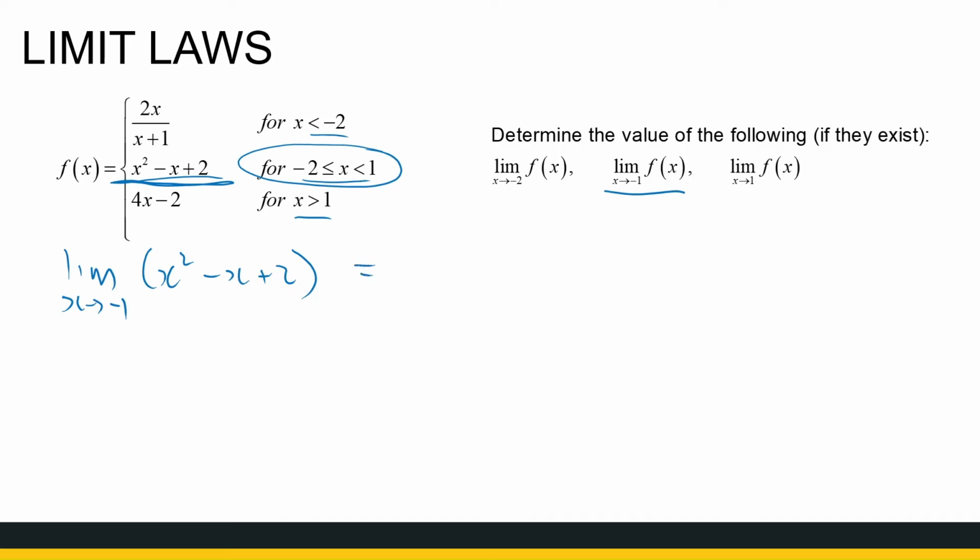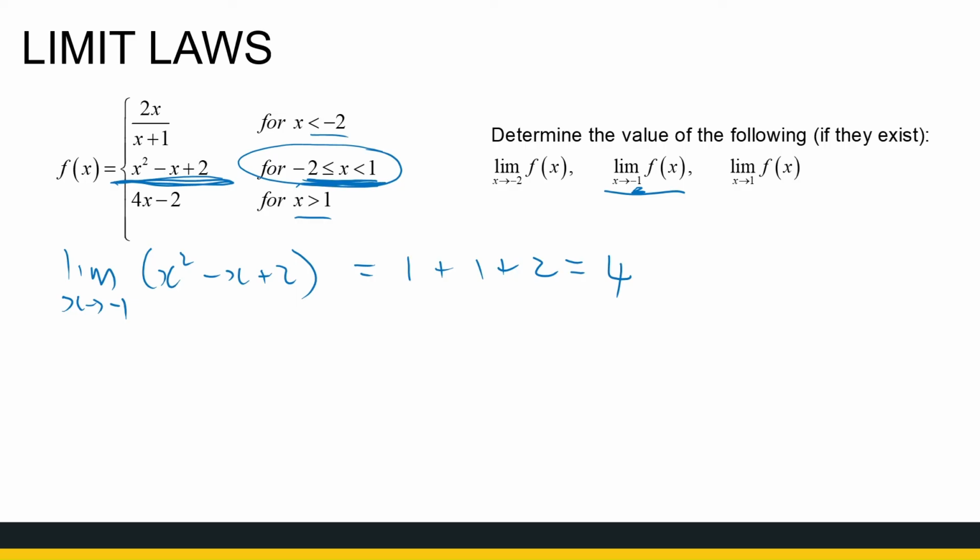It's a polynomial, so we can substitute in. So we've got 1 plus 2, so that value is 4. So this limit exists and it's 4, because -1 falls in that interval. So if I look at x values very, very close to -1, we're simply going to look there.